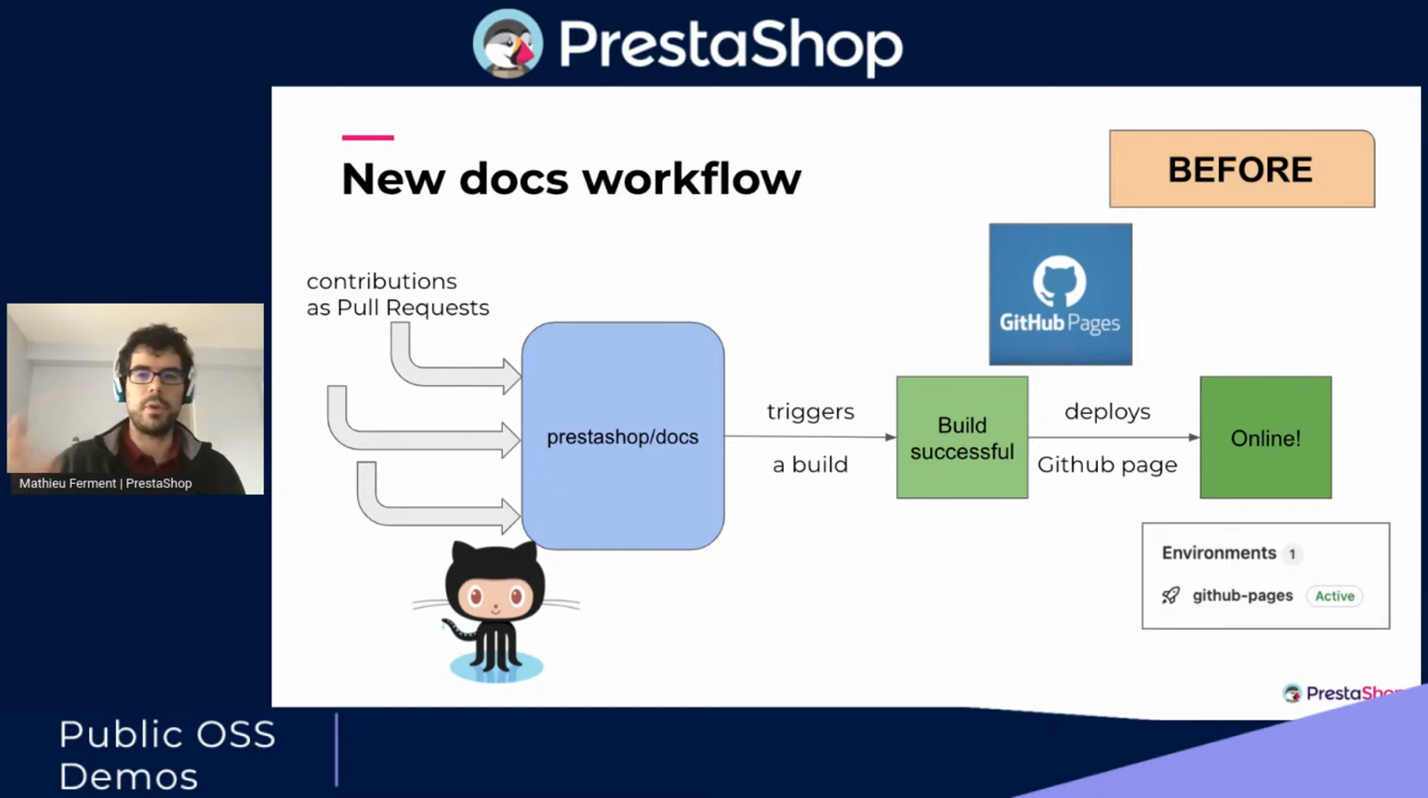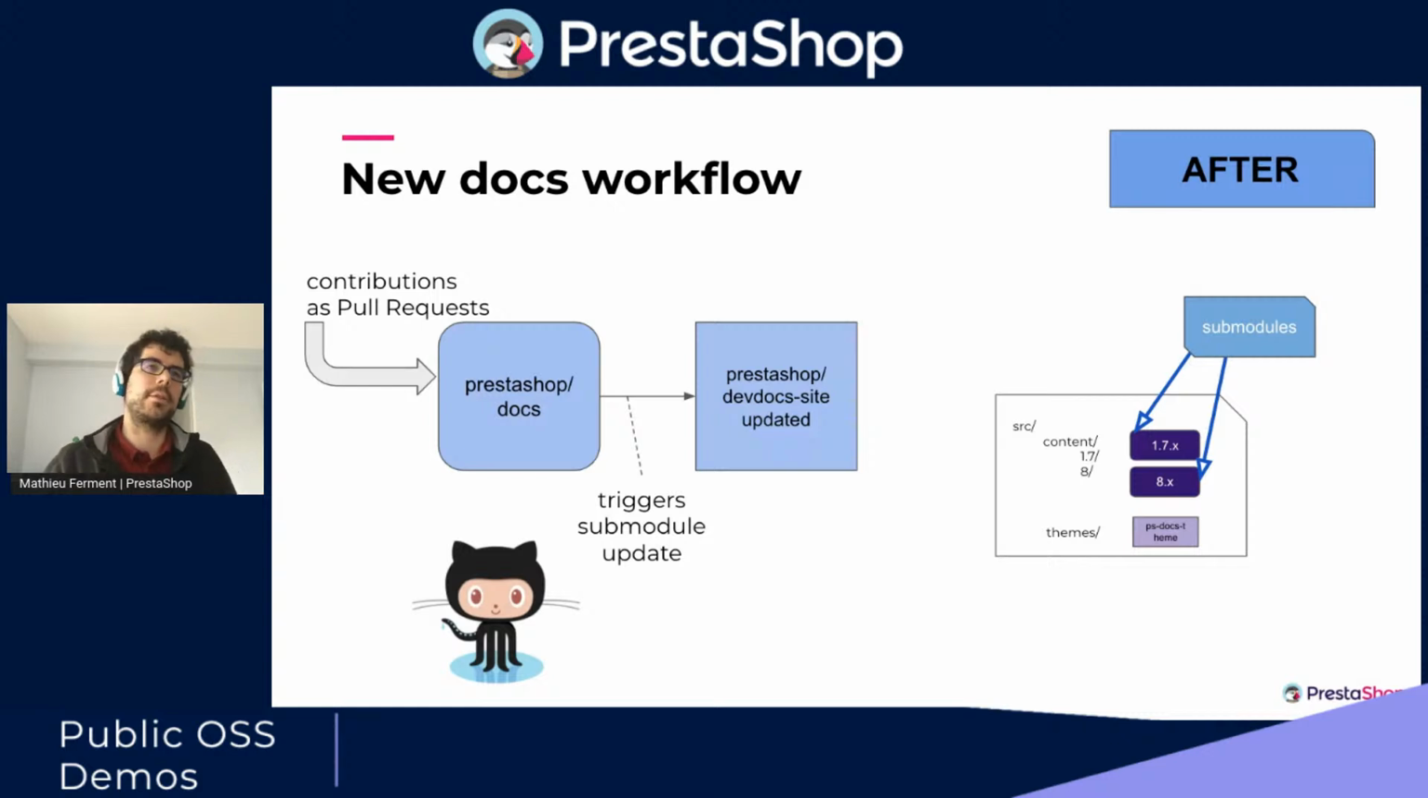Then it will be reviewed, approved, merged. Whenever there is a new change in the repository, this will trigger a build. It will build the website, build the assets, whatever. And when it's good, it is deployed using GitHub Pages. So quite a simple workflow. First contribution, then build, then deploy.